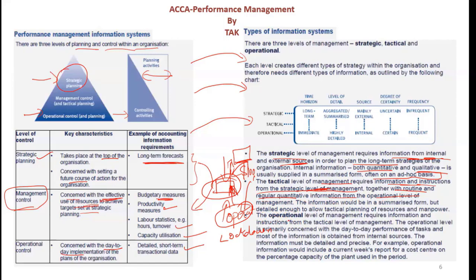The operational level of management requires information and instructions from the tactical level of management. The operational level is primarily concerned with the day-to-day performance of tasks. Most of the information is obtained from internal sources. The information must be detailed and precise. For example, the operational information would include the current week's report. This is the most basic sort of information system.